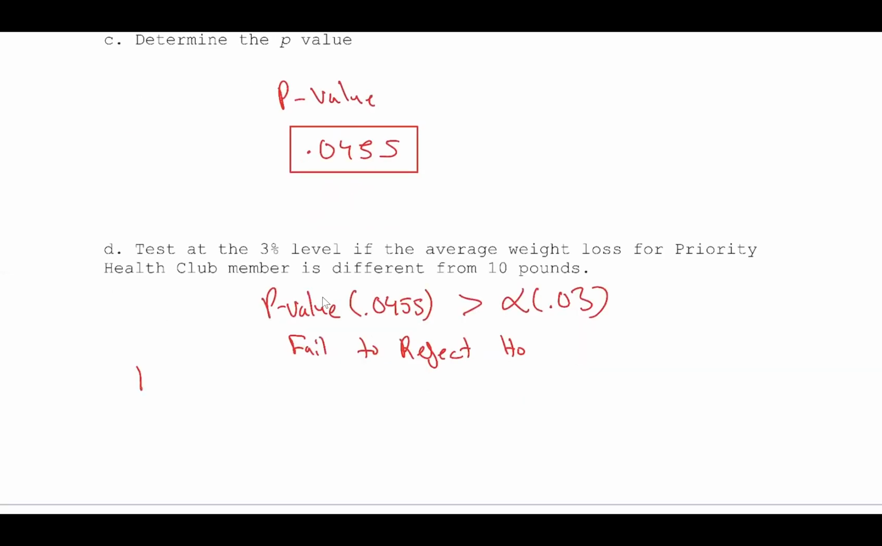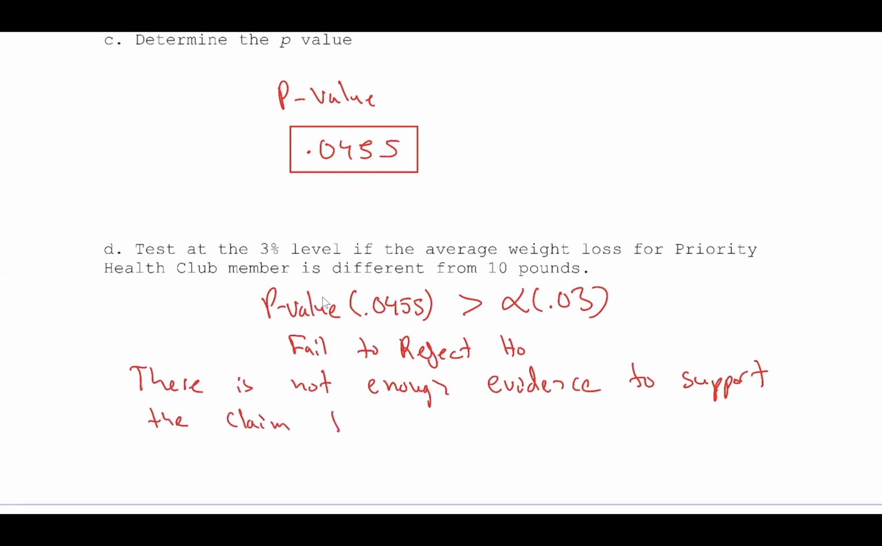So we'll say there is not enough evidence to support the claim that it is not 10 pounds. And that's it for D. Any question in regard to D? You kind of get used to this format, because for the test tomorrow, it is going to ask you to first put the null and alternate hypothesis, then put the test statistic, then put the p-value, and lastly, you have to make a conclusion. All right, so that's it for that.